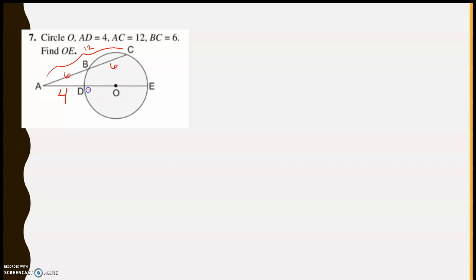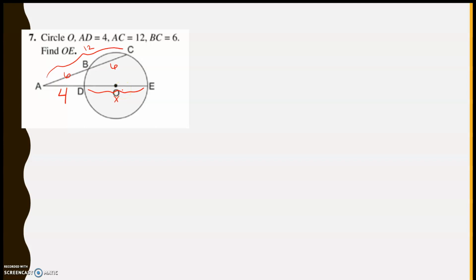So what I'm going to do is call all of this X, my diameter DE, the secant part that is just inside. So I know that when I find X, I'm going to have to divide it by 2, because it's just asking for OE, which is the radius, not the diameter. So I can't forget that.